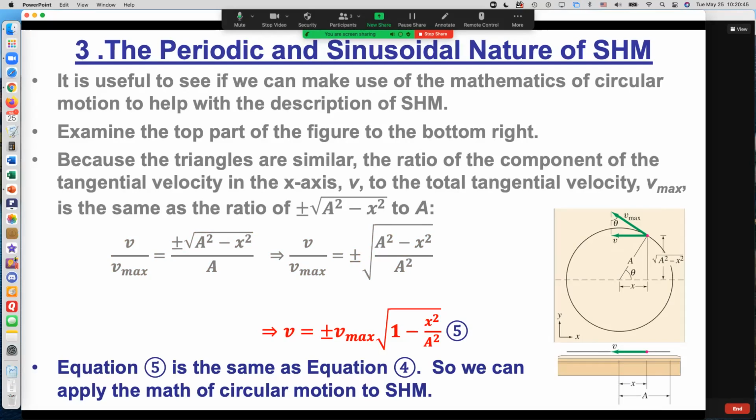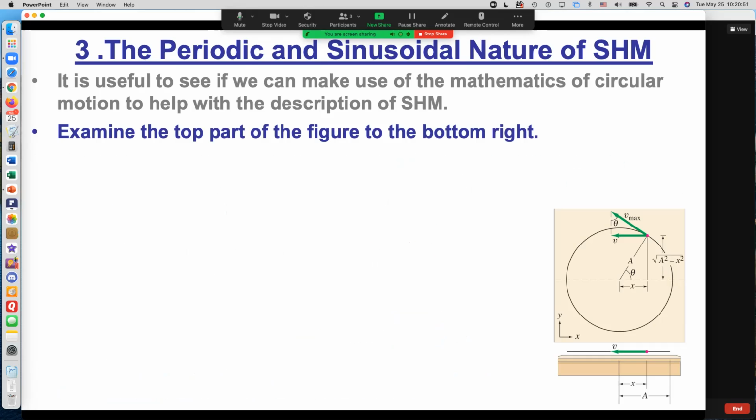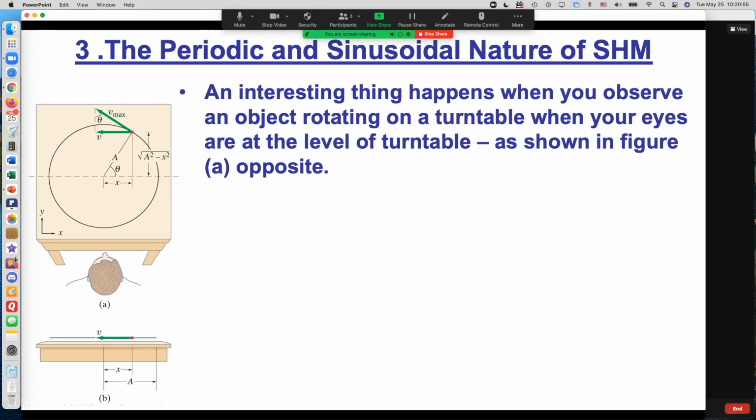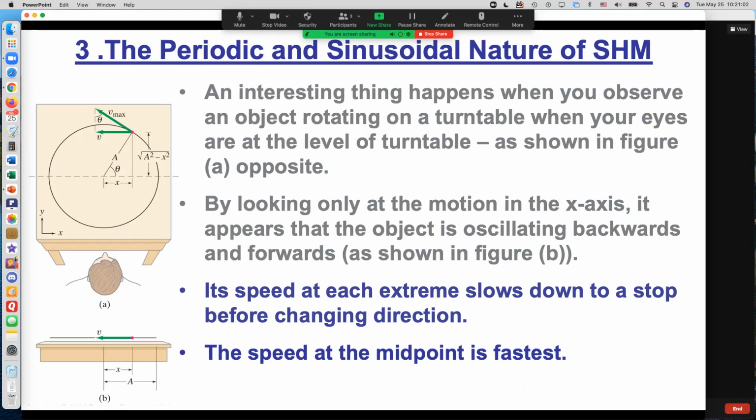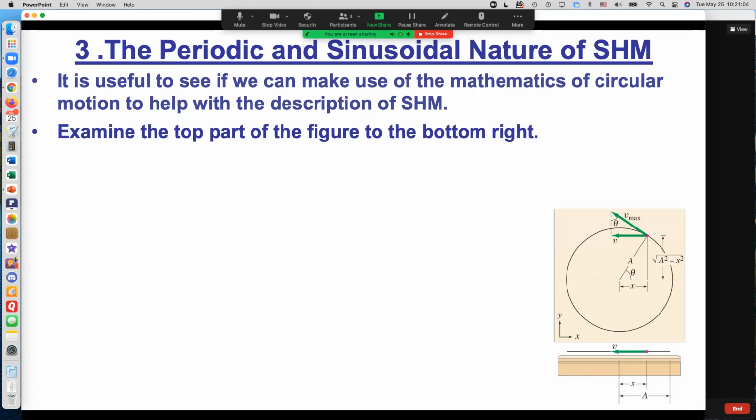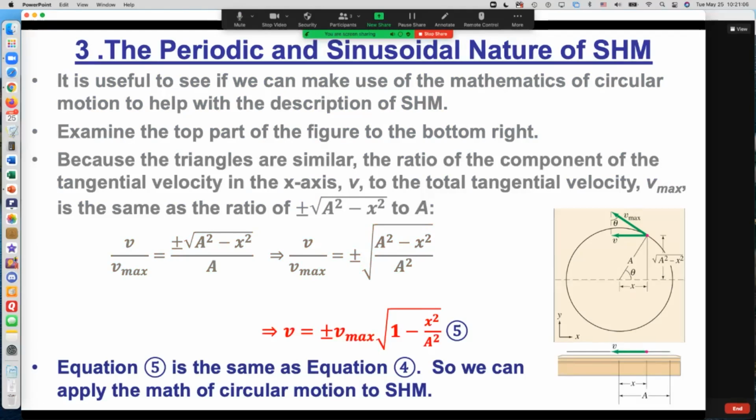Equation 5 is the same as equation 4. Most people would not be able to see that because we've already gone past it, but I'm going to go back to equation 4. There it is there. Look at that. I'm going to quickly race through to equation 5. So why did I go through all of that? To show you that we could use the math of circular motion for simple harmonic motion, okay?